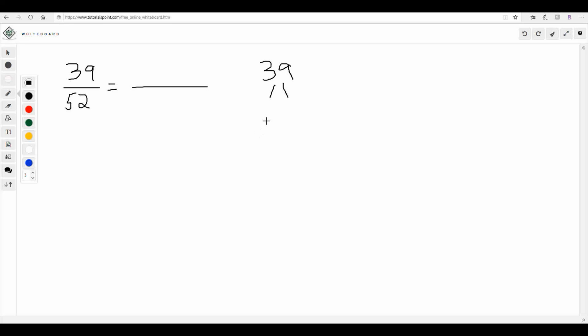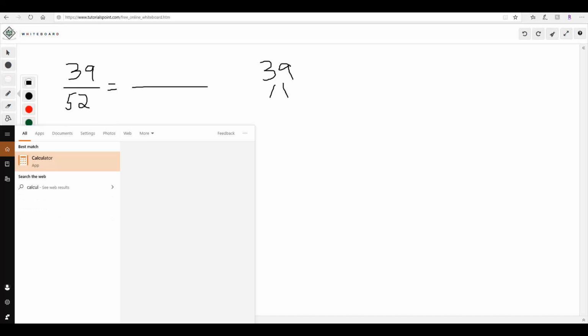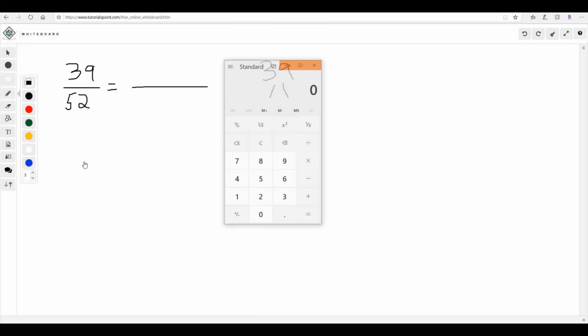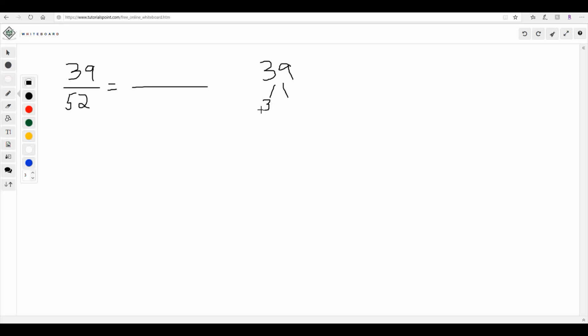Okay, I do believe it's 13 and 3 that makes 39. Am I right? 13 times 3. Let me pull this up. Yeah, I do believe that's right. Okay, so 3 and 13. Remember, I can use that dot for multiplication. So these 2 numbers multiply together to get 39.